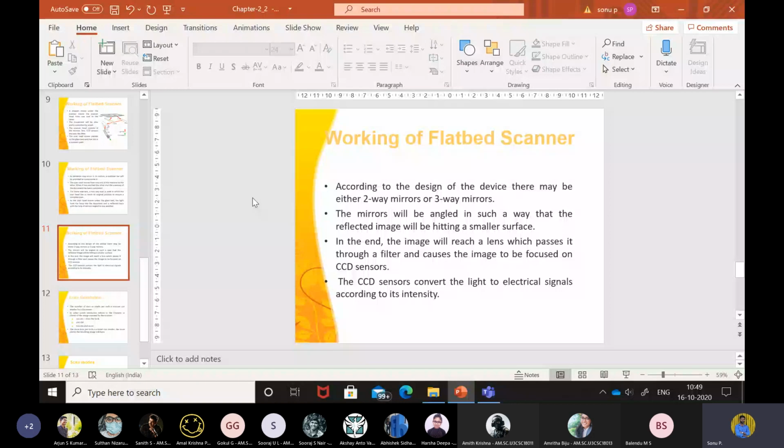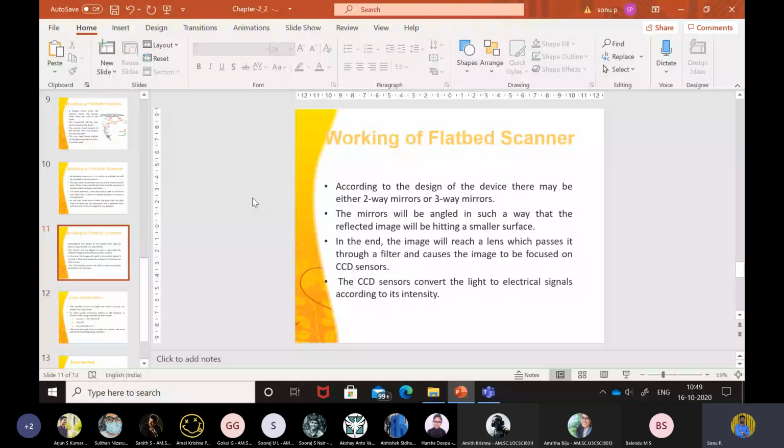So humidity: it will operate perfectly in this range of humidity. The presence of water in the air is called humidity. So if it is maximum or more, that also affects your scanner.